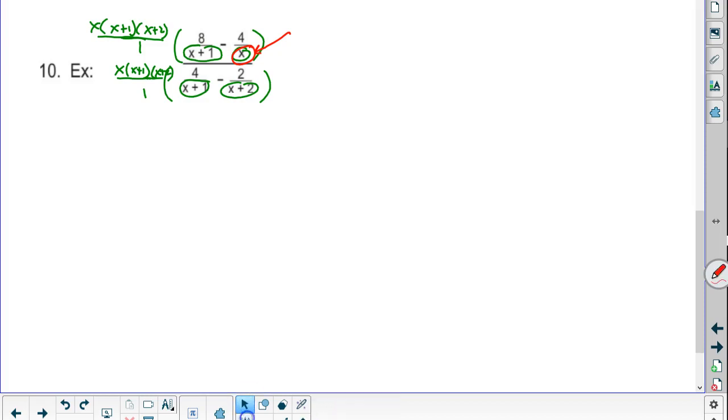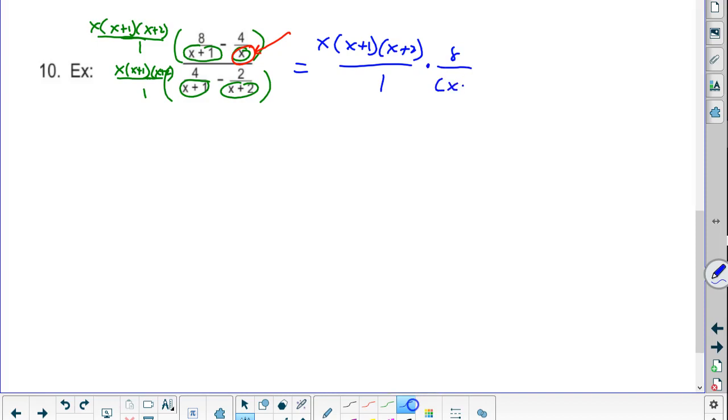Okay, so first one. If I were to write this out, it would be x times x plus 1 times x plus 2 all over 1. Probably should have done that in green. Times the x over the x plus 1. And the x plus 1's divide out. Again, we got rid of our denominator. That's what we were after.